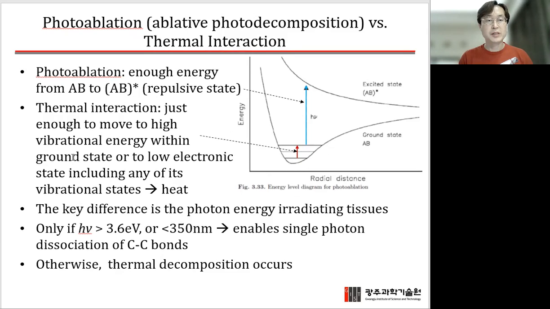So between photoablation and thermal interaction, the key difference is the photon energy irradiating the tissues. Only when the light has an energy greater than 3.6 electron volts, which corresponds to a wavelength shorter than 350 nanometers, can a single photon dissociate the carbon-to-carbon single bonds. Otherwise, thermal decomposition will happen. So for photoablation, it is very important to choose the right wavelength.